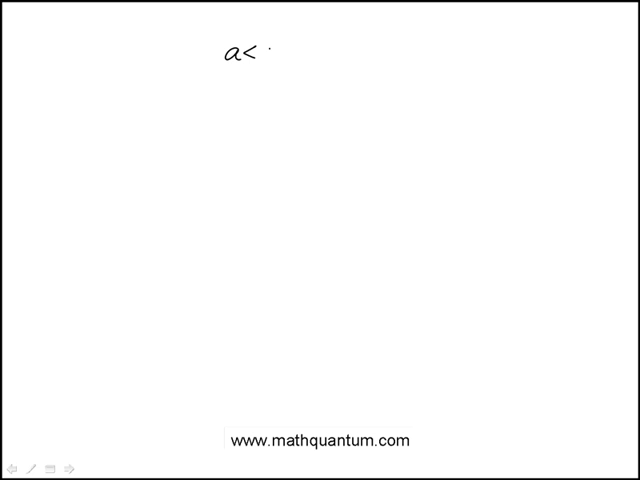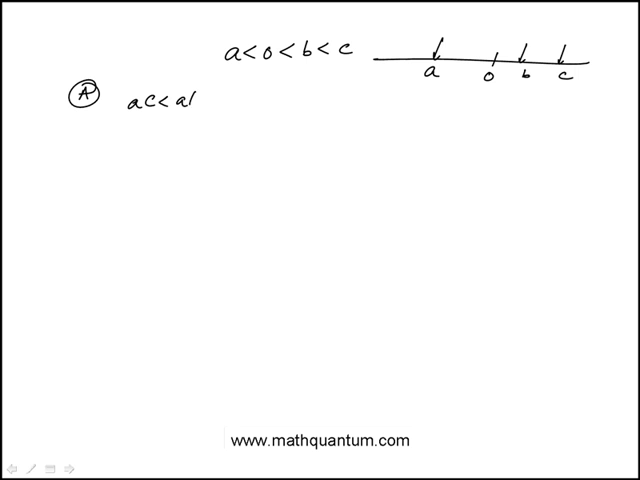So in this problem, we're given that A is less than 0 and B and C are both positive. So on the number line, what this means is B is to the right of 0 and A is to the left. I'll start with A. And when I see an inequality like this, I notice that there is a common term, A, on both sides.